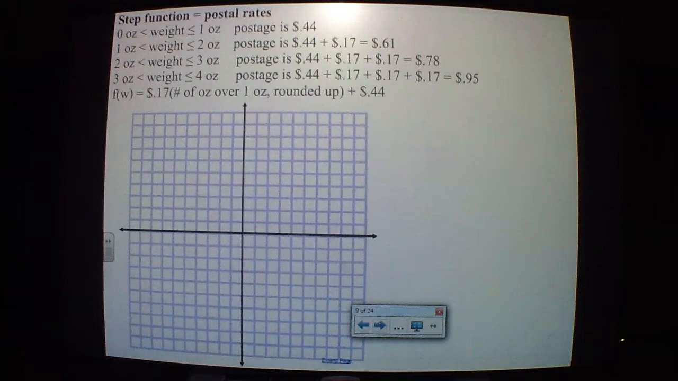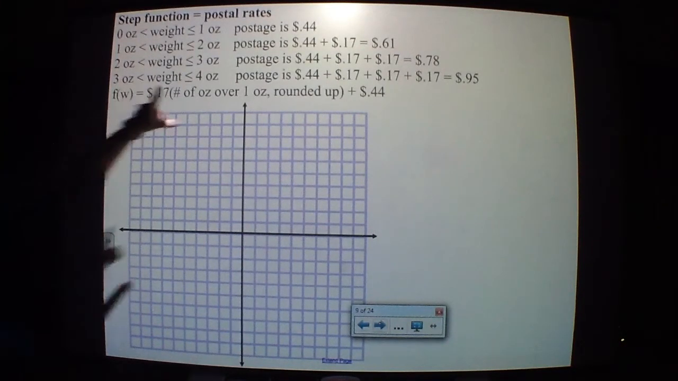Another step function could be postal rates. For up to the first ounce, you put one stamp on it, one first class stamp. And these are old rates, aren't the current rates, but same concept. You put a first class stamp on it. For anything over an ounce up to 2 ounces, you have to put extra postage on it. And then over 2 up to 3, some more extra postage and so forth.